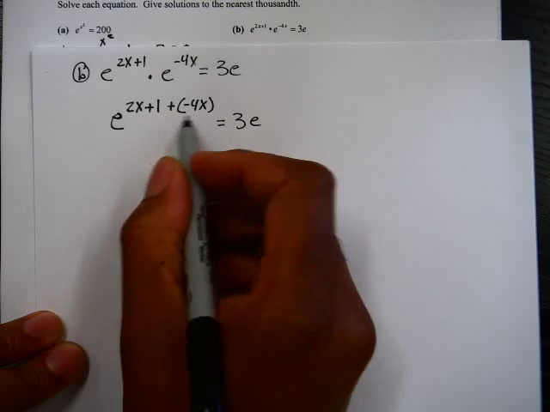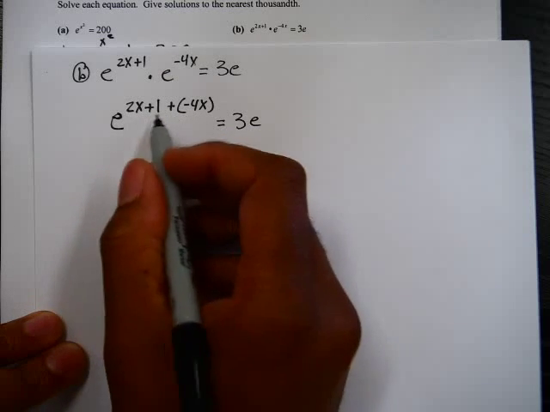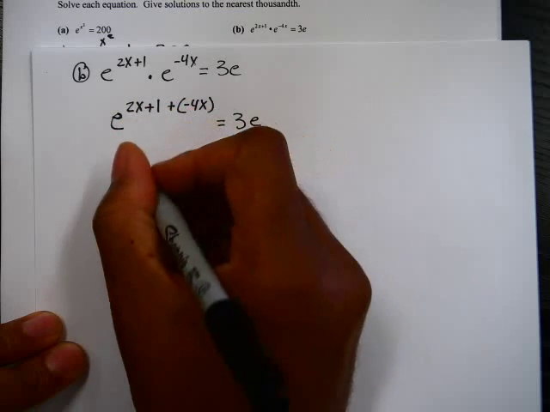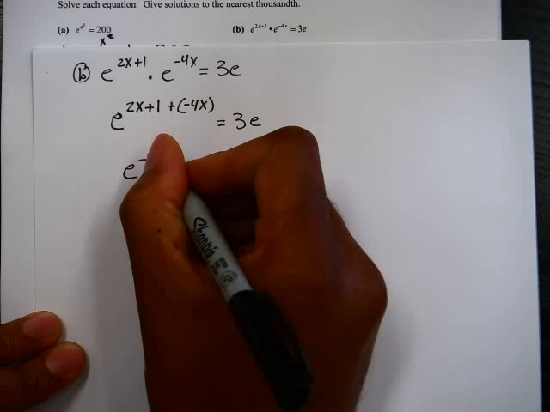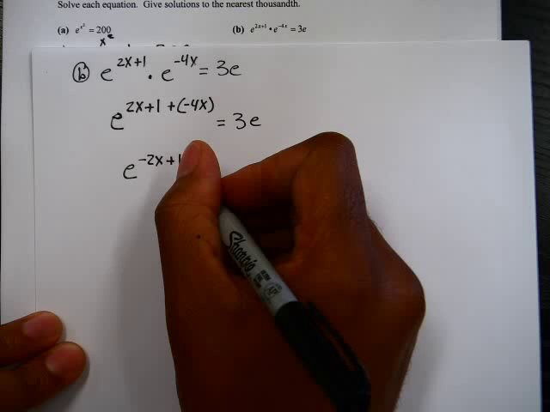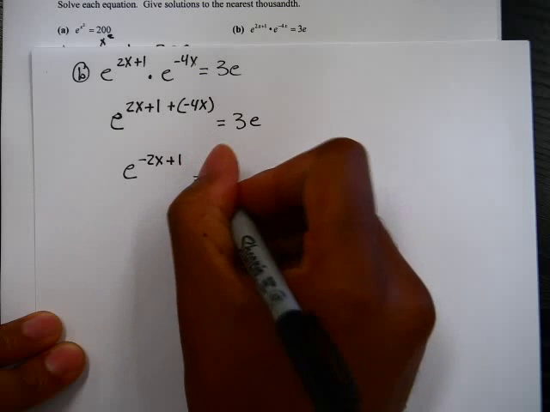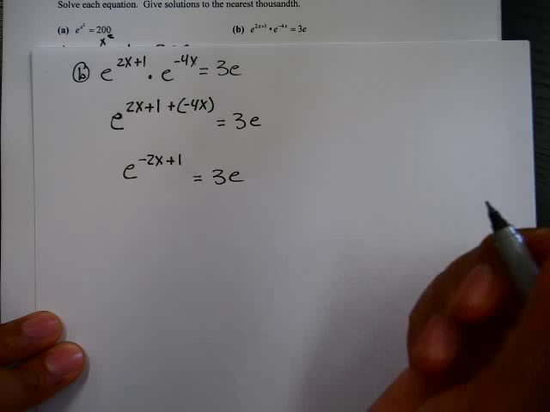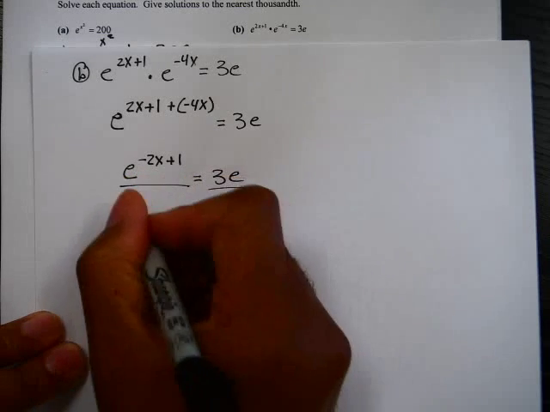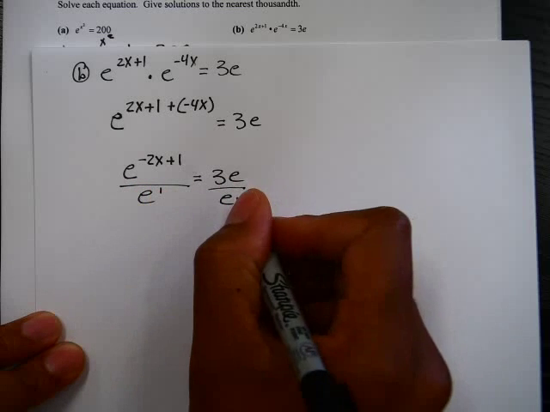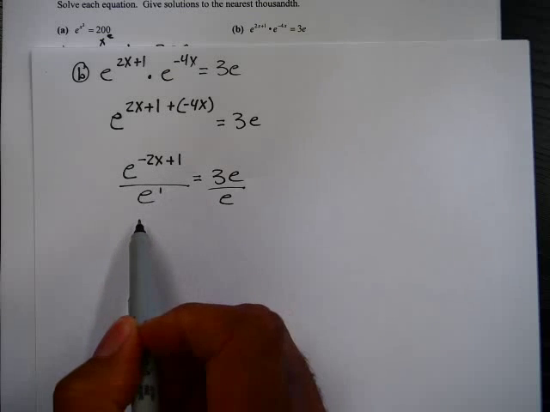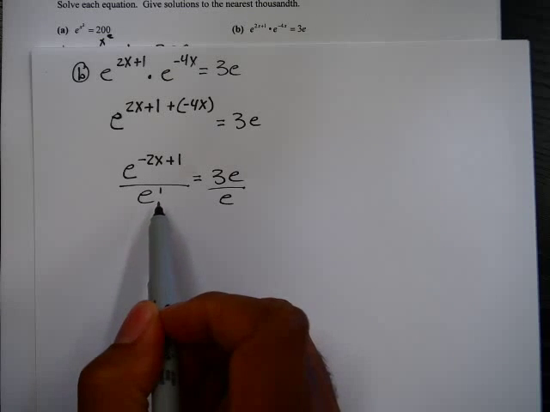Now, we need to combine like terms in that exponential expression. So this would be e, and 2x and negative 4x would be a negative 2x, plus 1, equals 3e. Next, I would divide both sides by e. You know that's understood to be e to the first power.